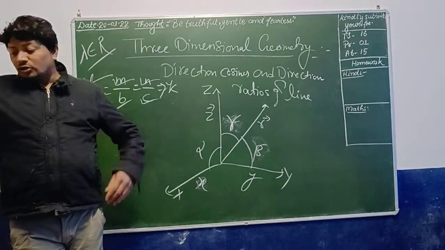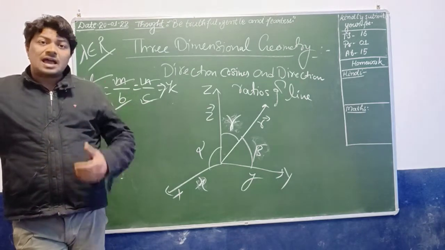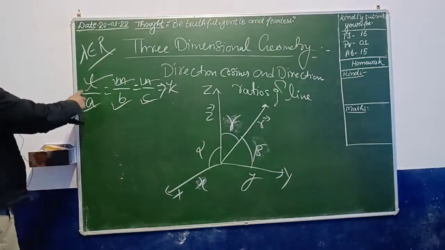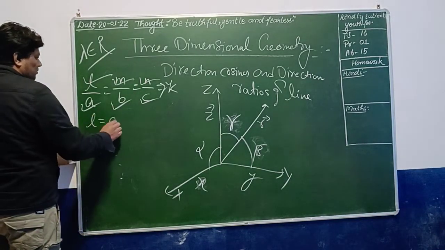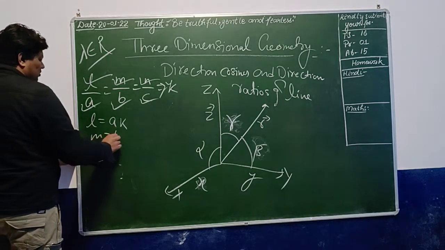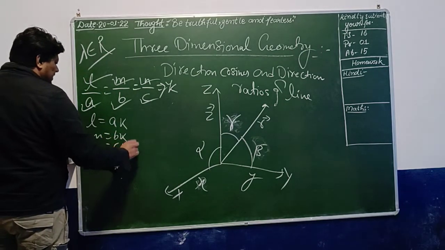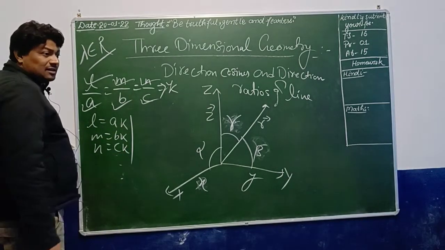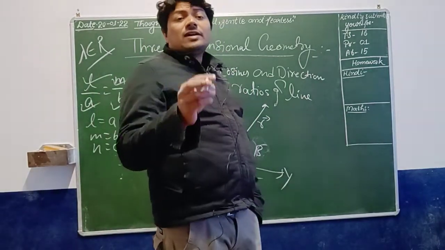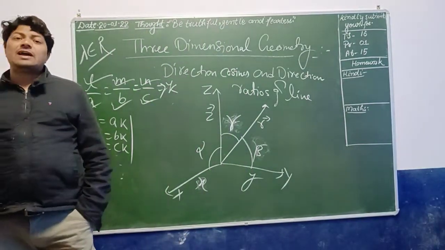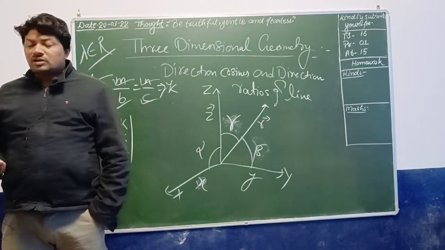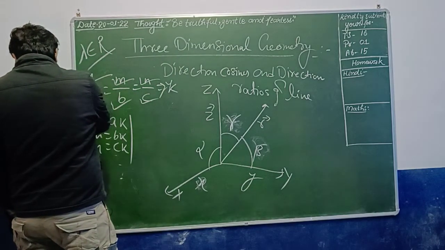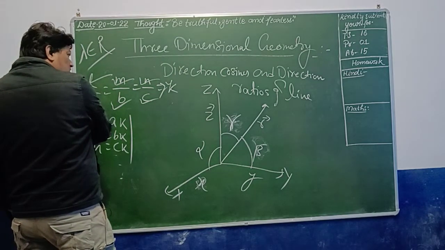Is it clear? So L equal to AK, M equal to BK and N equal to CK, right? If you go for multiplication, L equal to AK, M equal to BK and N equal to CK. Can I round up to this point? Is it clear? Alright. Now what we have to do, we have L square, M square, N square, which is equal to 1.